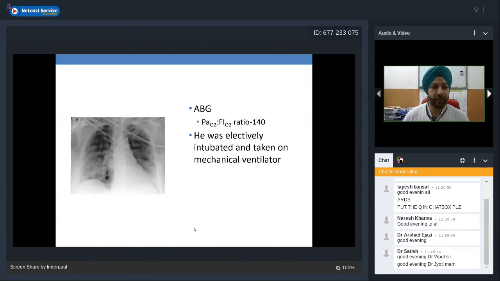So we did an X-ray and it showed bilateral infiltrates predominantly in the lower zone along the perihilar area and distributed throughout the lung field. And the arterial blood gas analysis revealed a PF ratio of 140. So we took a call and intubated this patient and began the mechanical ventilation.